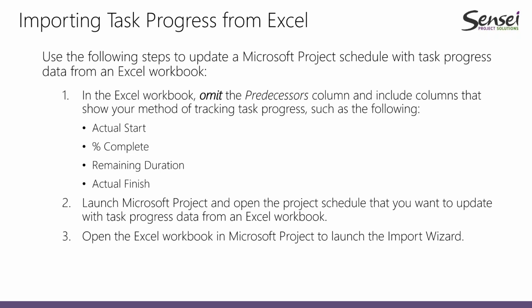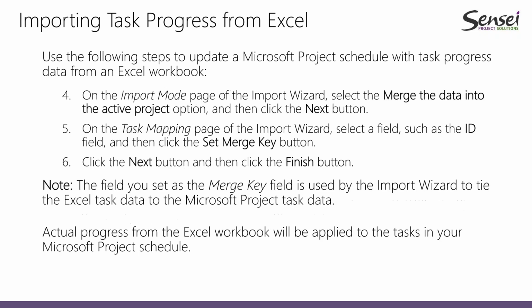Now, if you're capturing progress from individual team members, then you have to have an Excel workbook that shows assignment data that will include the name of the task, the name of the resource, and then you won't be able to use percent complete. You'd have to use percent work complete for the resources, and instead of remaining duration, you'd have remaining work. But you can do that. But again, this is the most challenging part of the import process.